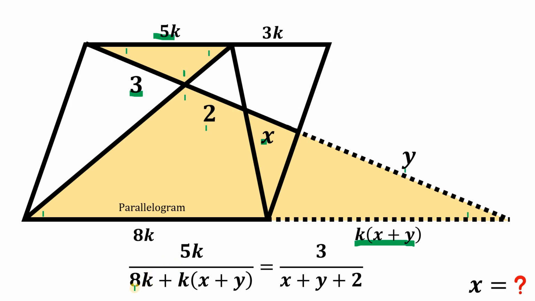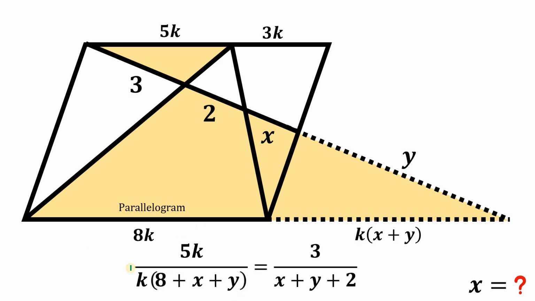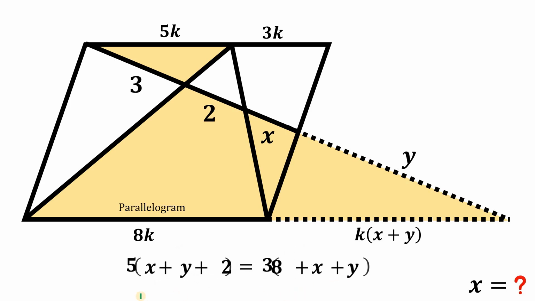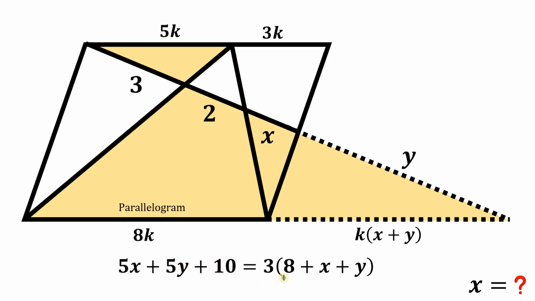Now, from here, notice on the denominator, we have a common factor of k. So why not factor out k? Because we can eliminate this k on the numerator and denominator. This is just 1. Now, let's cross multiply. And what we're going to do is to multiply x plus y plus 2 with 5. So 5x plus 5y equals 10. And do the same thing to this one. 8 plus x plus y multiplied by 3.